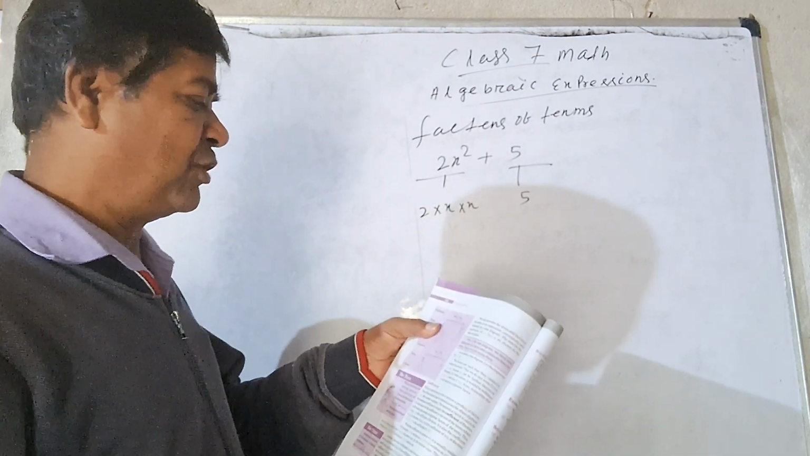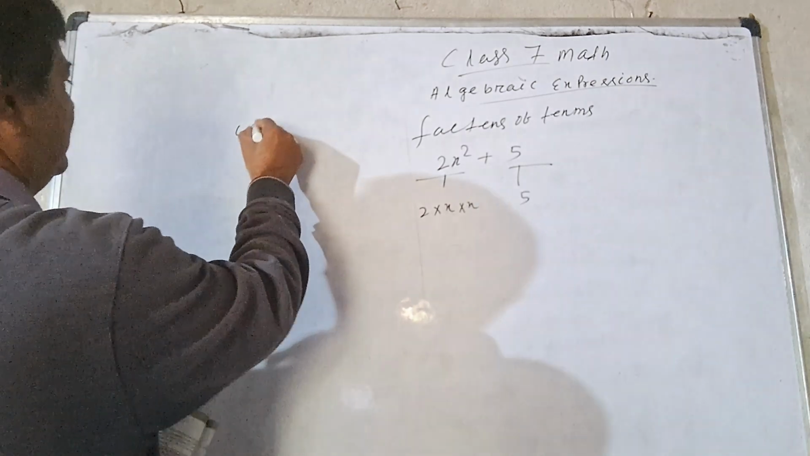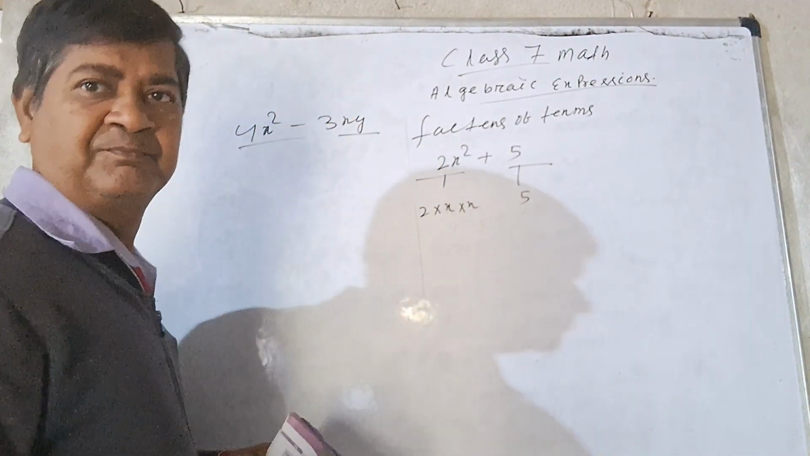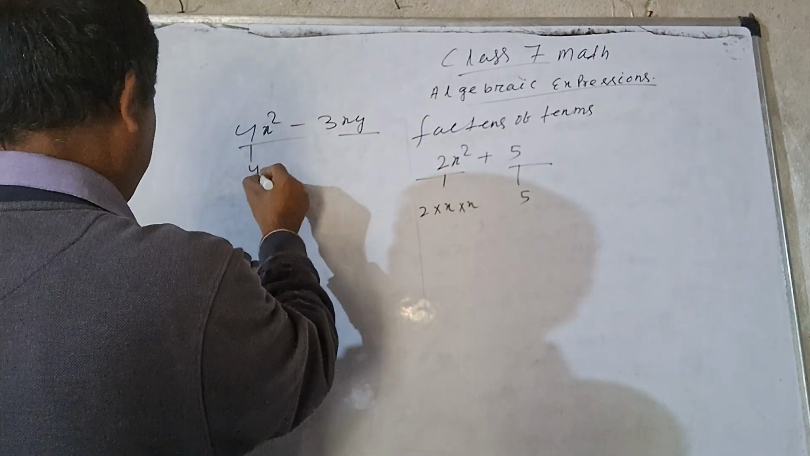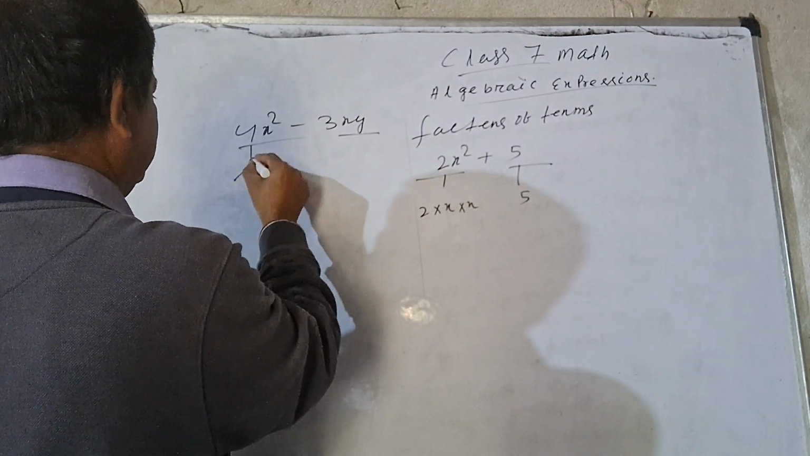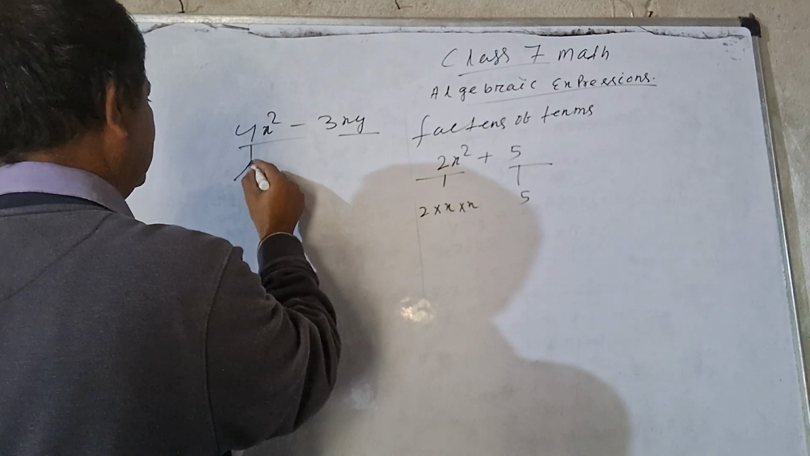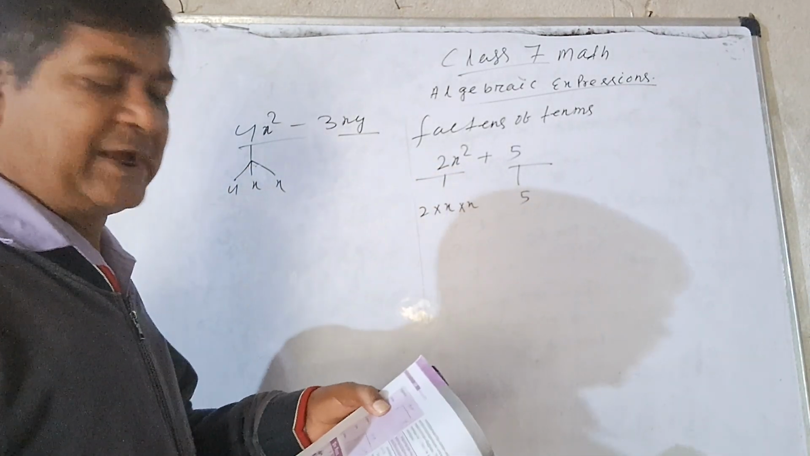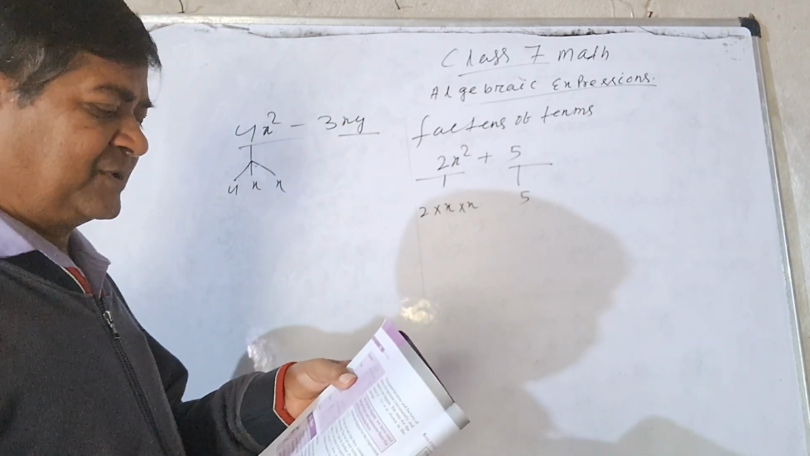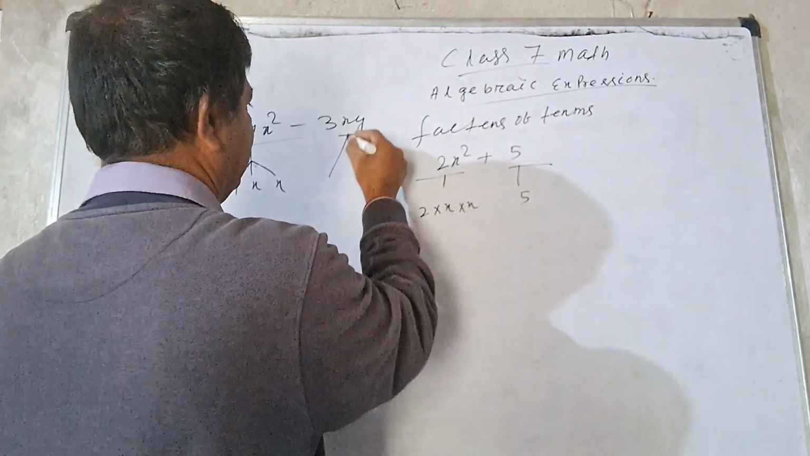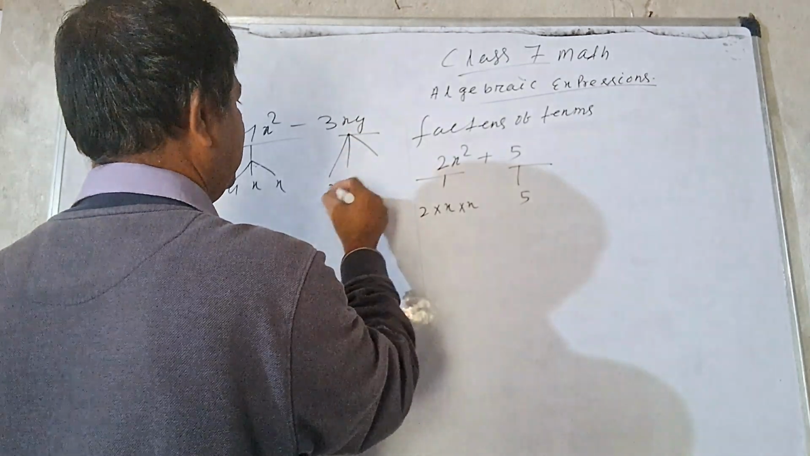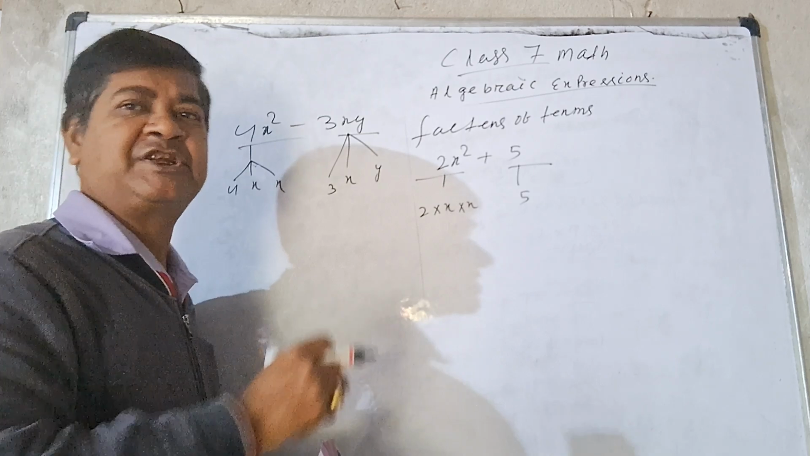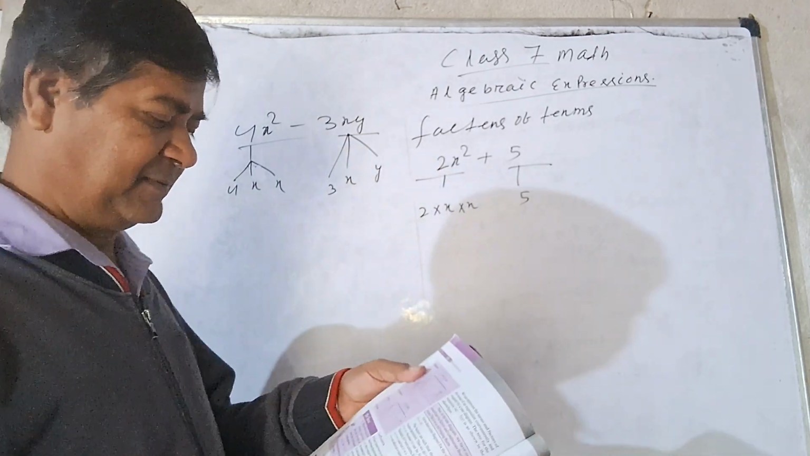Another example, 4x square minus 3xy. There are two terms. Factors are here 4, x and x. 4x square is 4 into x into x. Similarly, 3xy has three factors: 3, x and y.